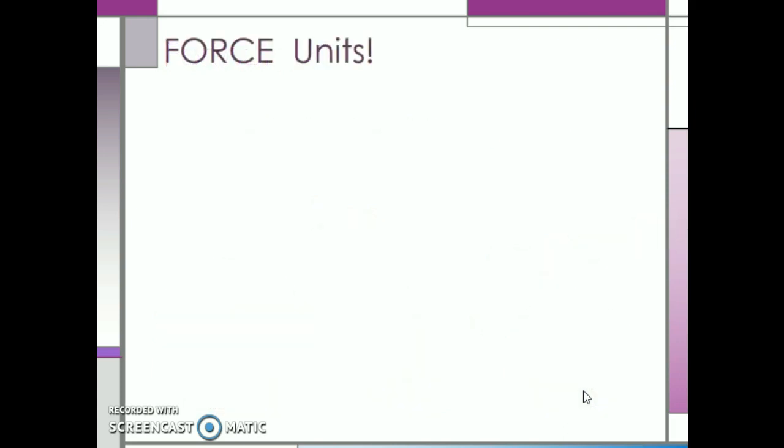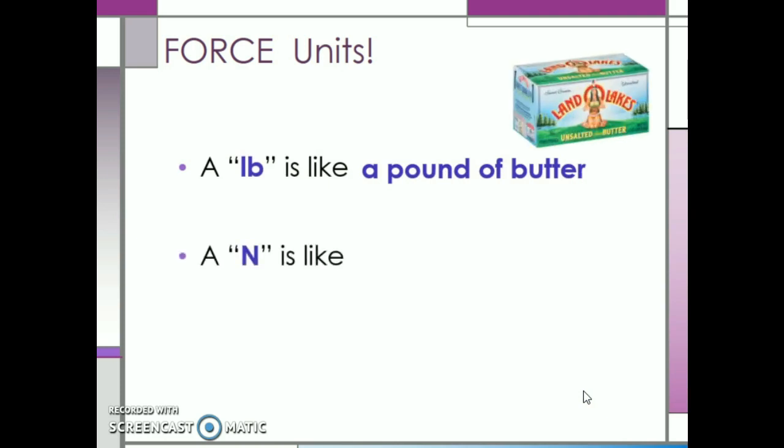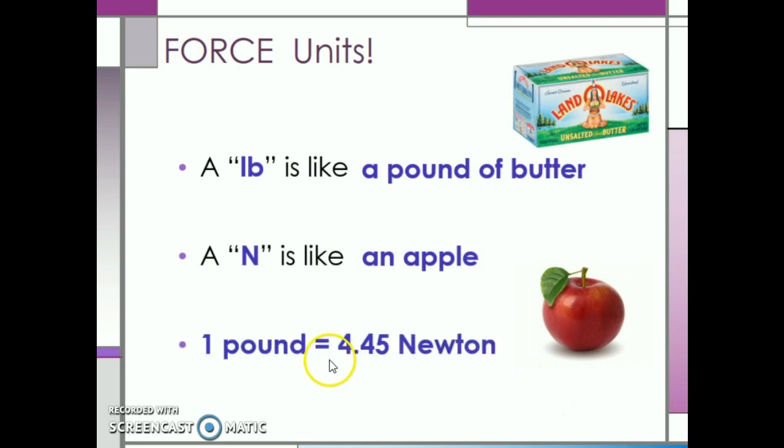Let's take a closer look at these force units so we can get a better feel of what they mean. A pound in the English system is like a pound or 4 sticks of butter. A newton in the metric system is like an apple. We will be using the conversion 1 pound is equal to 4.45 newtons quite a bit in this section.